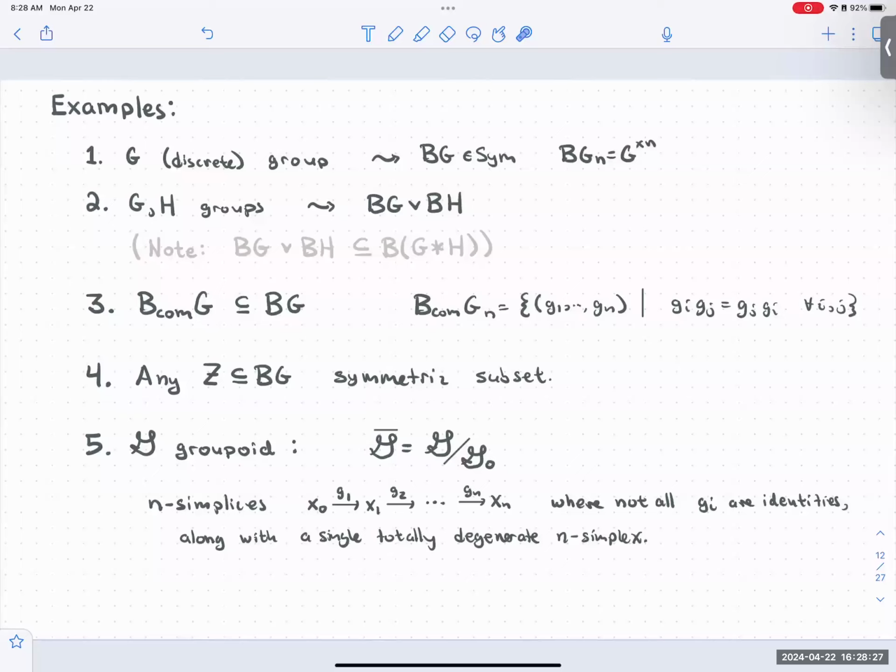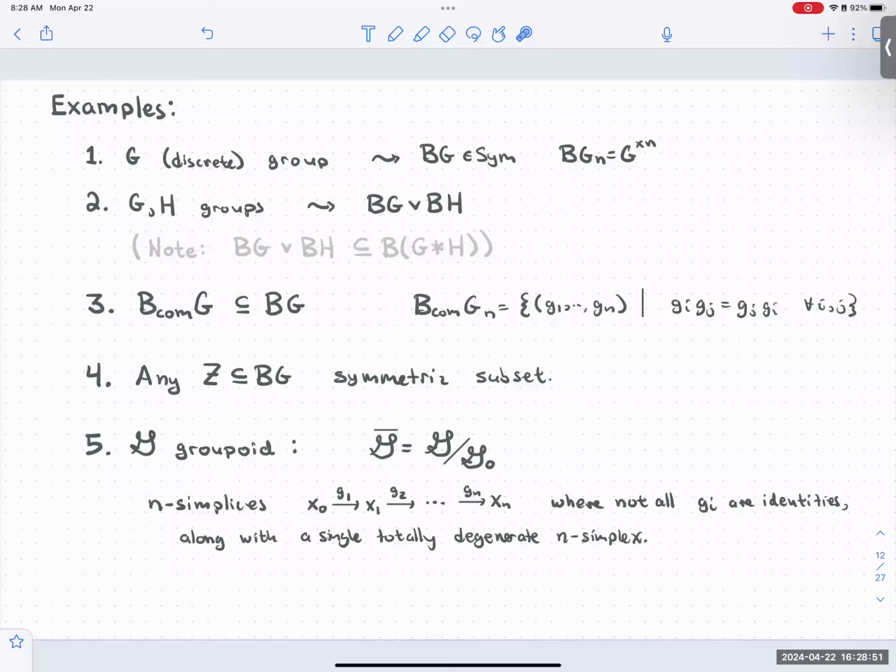Two, something that's not a group. If I have any two groups G and H, I can take their wedge where I identify the identity elements, but don't let myself multiply anything from G and H together. And this happens to sit inside of the sort of free product of G and H.